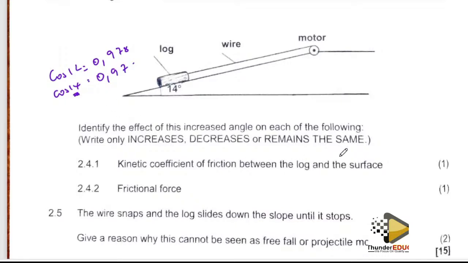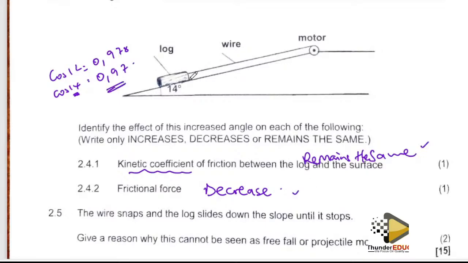Okay, so will it affect the friction? Yes, this is decreasing. But then what effect will it have on the coefficient? The coefficient will remain the same, since it's a ratio. So 2.4.1 remains the same, and then the frictional force is going to decrease because of this decrease.